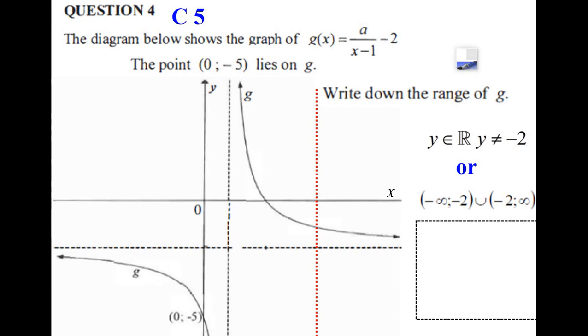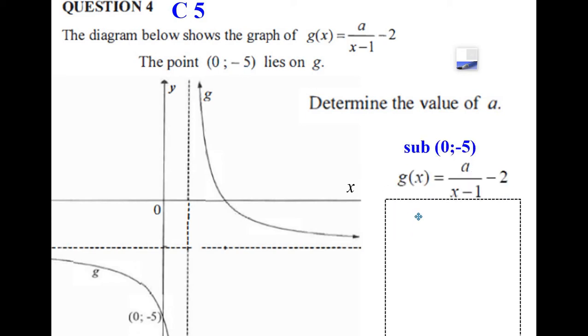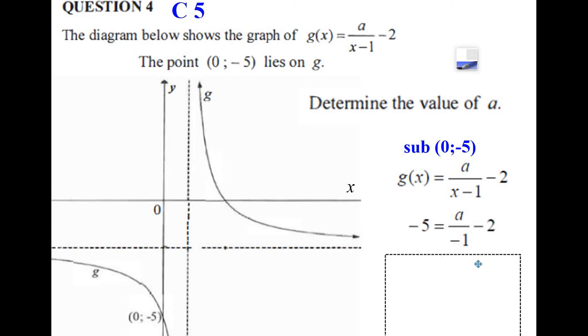Okay, let's look at the next question. Determine the value of a. Well, all you do is you've got a y value of minus 5 and an x value of 0. And all you do is you sub in 0 for x and minus 5 for y. And you get this equation.